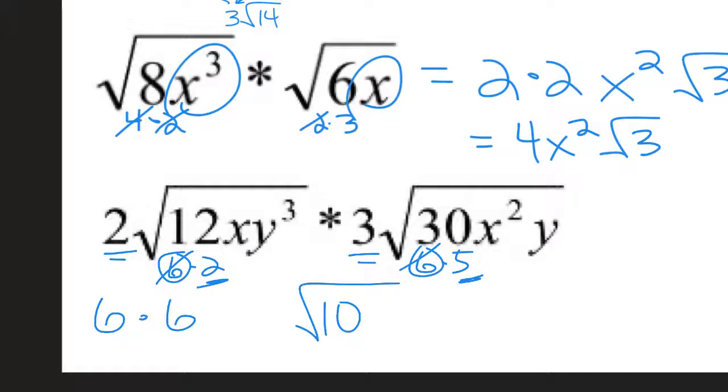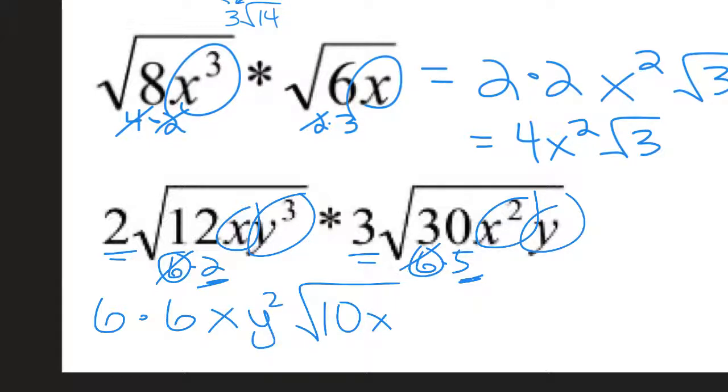Now let's take a look at the variables. We have a total of 3 x factors. So one of those will come out. The x squared is going to turn into x, leaving 1 behind. And then we're going to have a total of 4 y's under the radical. So that makes y squared on the outside. So let's go ahead and rewrite that. That's 36 xy squared times the square root of 10x.